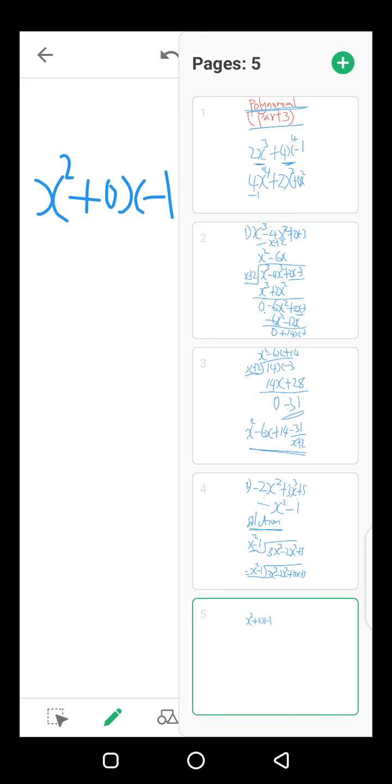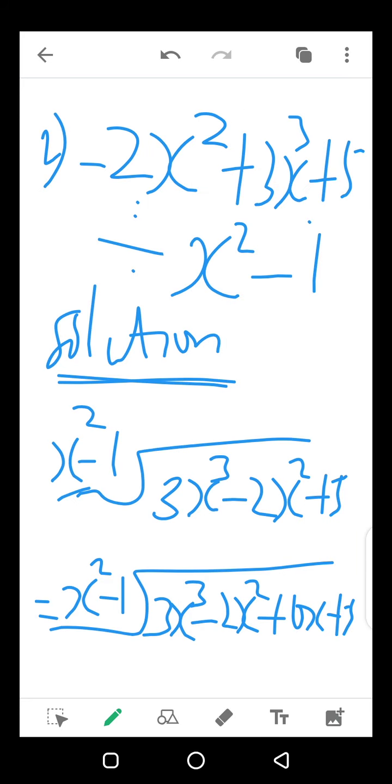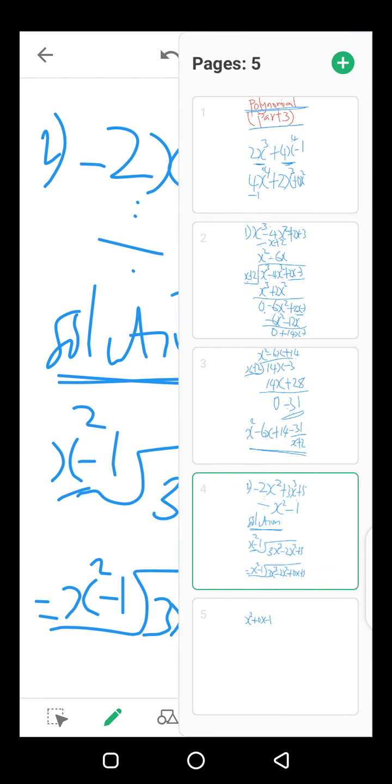Remember that here we have x raised to power 2 minus 1. The terms are not complete because all the degrees that are supposed to come after the degree 2 are not here. We are missing x raised to power 1. After 2, we have 1, but the 1 is not here. So we have to put it just like we did for the dividend.